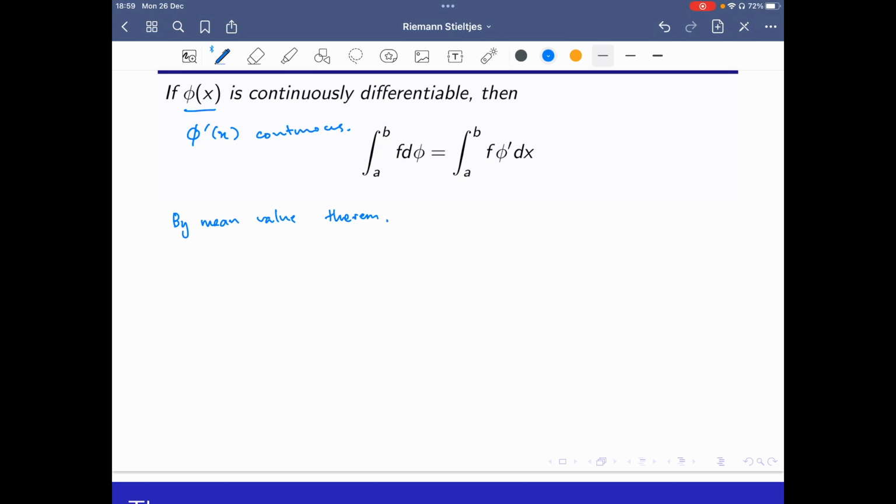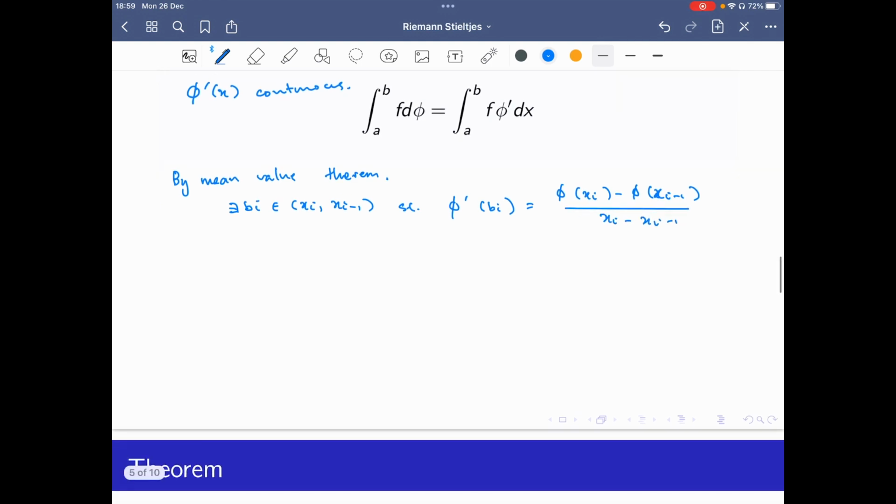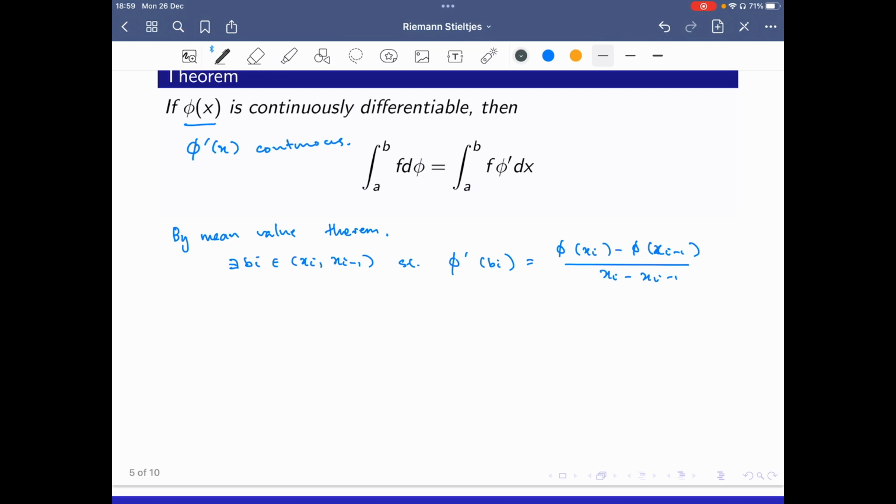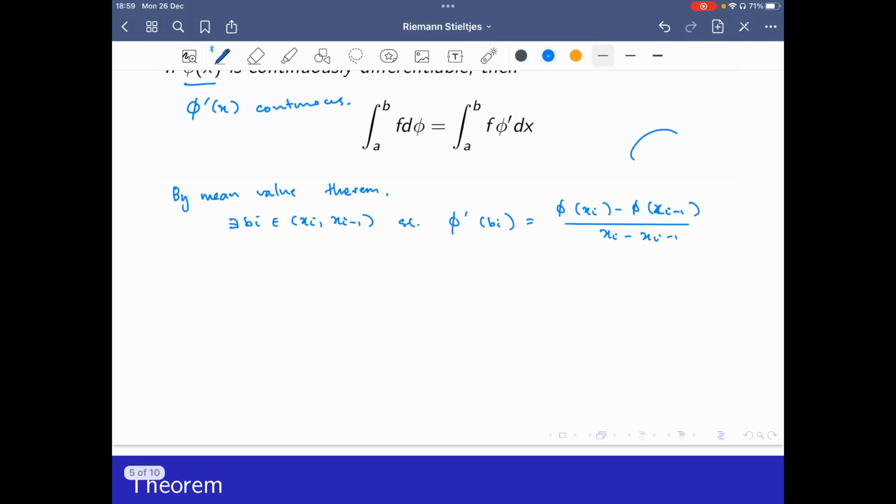And by the mean value theorem, we can say that there exists a bi in [xi minus 1, xi] such that phi prime of bi is equal to (phi of xi minus phi of xi minus 1) over (xi minus xi minus 1). The statement of the mean value theorem is saying that when phi is continuously differentiable, then we can find a curve like that.